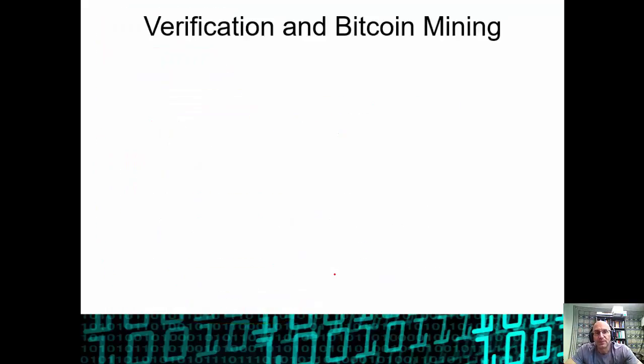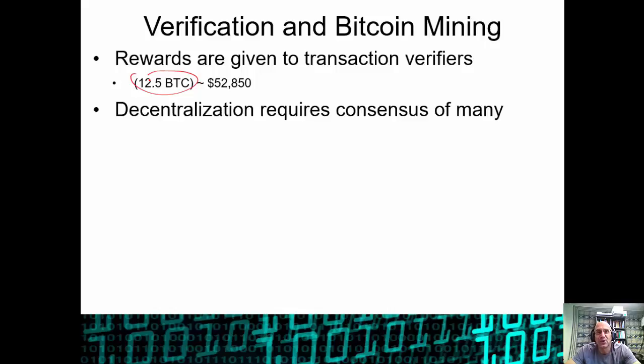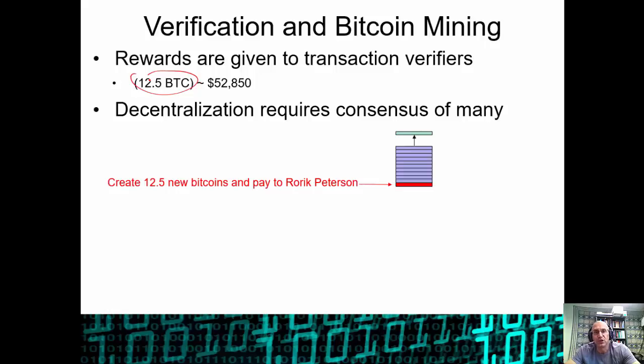So the way that this works in Bitcoin, which is kind of interesting, is that in order for people to verify all those transactions, a reward is given to them, and the current reward is 12.5 Bitcoins, which, if you look at that, at the current price is over $50,000. So there's clearly incentive to operate in the Bitcoin mining community. And then since there's lots of people doing this, essentially the consensus of the majority says, yes, those are the right transactions.